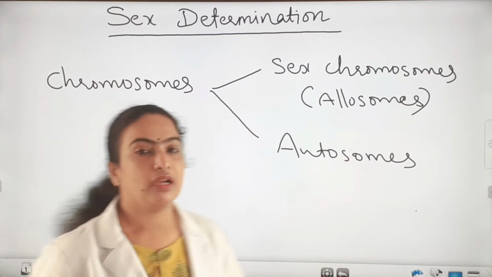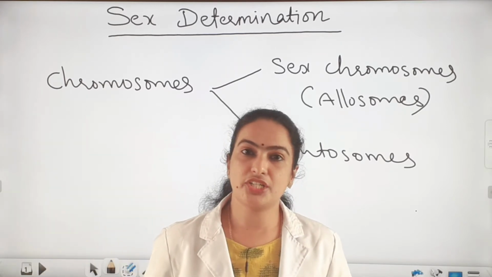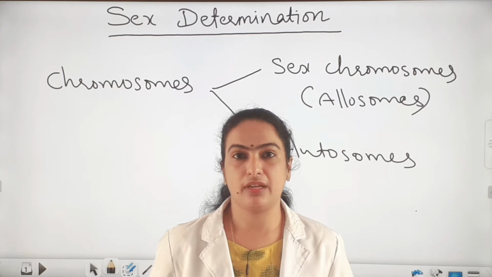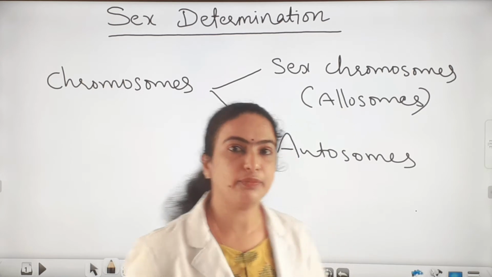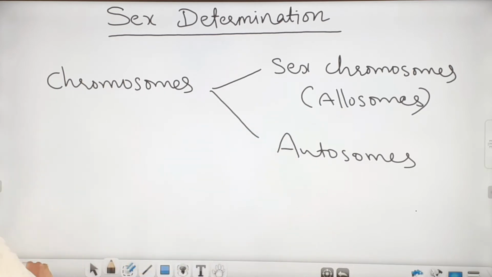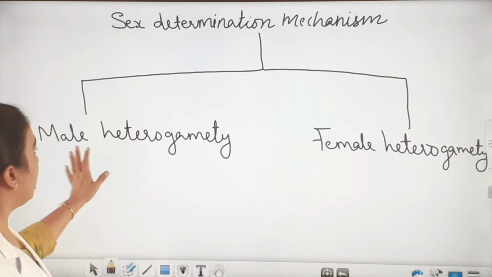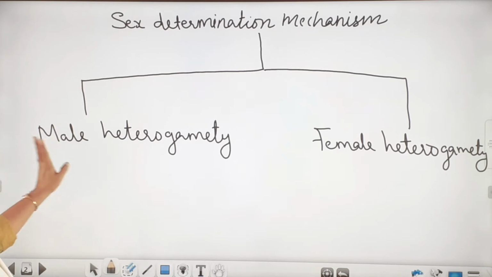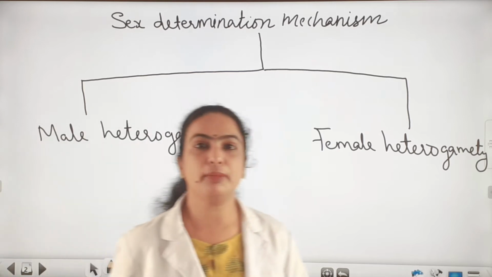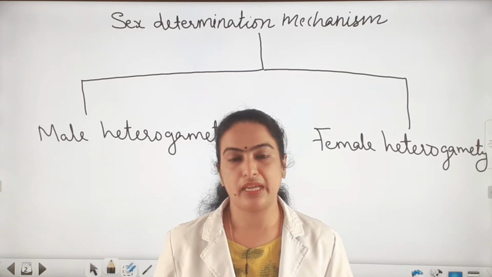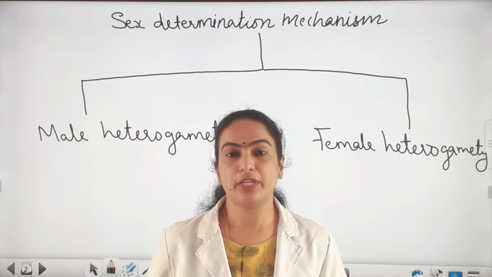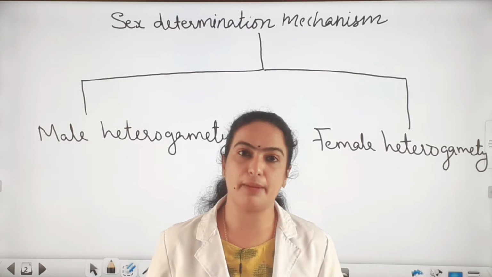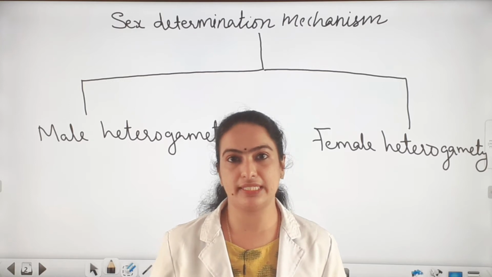So, the sex determination mechanism is of two types. Let's see which are the two types of sex determination mechanism. The two types are male heterogamety and female heterogamety. Male heterogamety means males are producing two different types of gametes, or two dissimilar gametes.